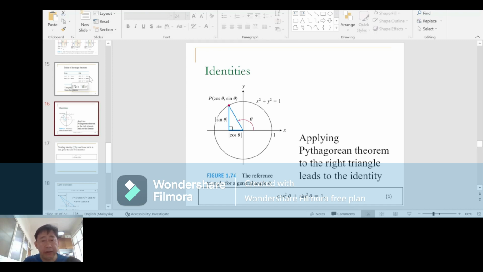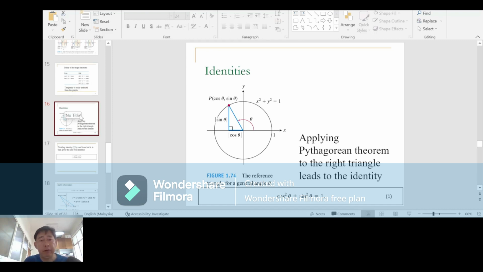identities of these trigonometric functions, and these are almost what we call mandatory relationships that you must remember for your calculus class. Not only in this calculus class, but you may need them also in other fields of physics.